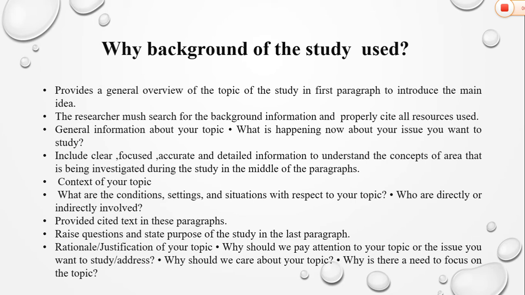The researcher must search for the background information and properly cite all resources used. General information about your topic. The question arises: what is happening now about the issue you want to study? It is very clear, focused, accurate and detailed information to understand the concept of the area that is being investigated during the study in the middle of the paragraph.